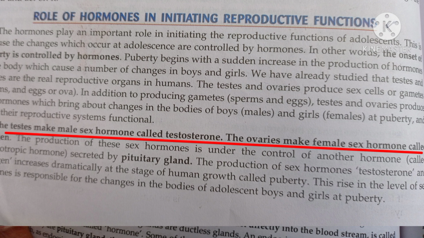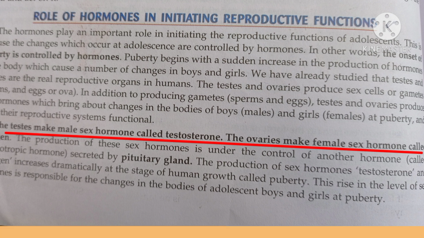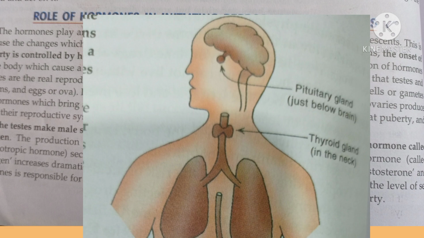The onset of puberty is controlled by hormones. The testes make male sex hormone called testosterone and the ovaries make female sex hormone called estrogen. The production of these sex hormones is under the control of another hormone called gonadotropic hormone secreted by pituitary gland situated in the brain.